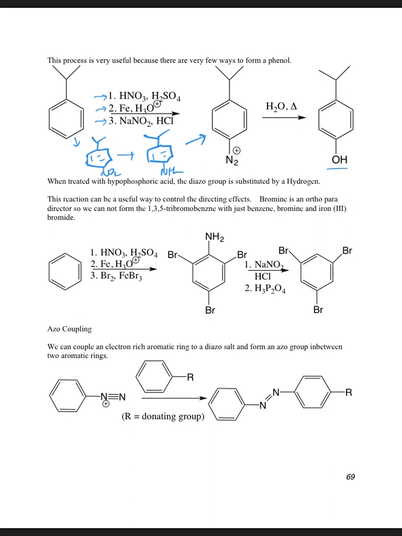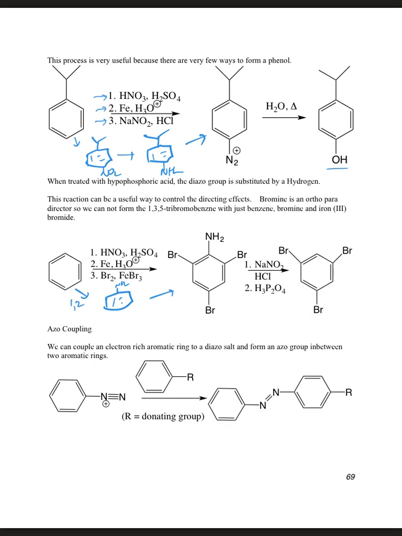When treated with hypophosphorous acid, the diazo group is substituted by a hydrogen. So we could think of it, we can nitrate, reduce. So steps 1 and 2 would get us to just aniline. And then the aniline we can brominate to get there. And then we could make the diazonium salt and reduce it. And we've added the bromines on 1, 3, 5 to each other.